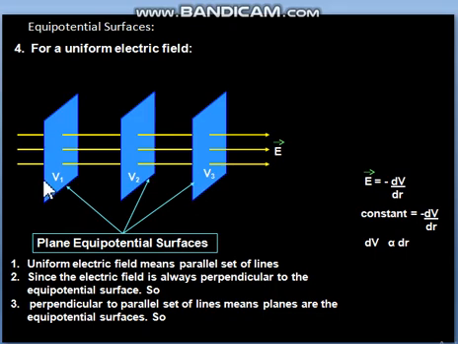So I think the idea is clear. If a pair of two planes, that means this and this, if two planes have the same voltage difference, then the linear separation will also be the same. So this is the idea about dV proportional to dr.